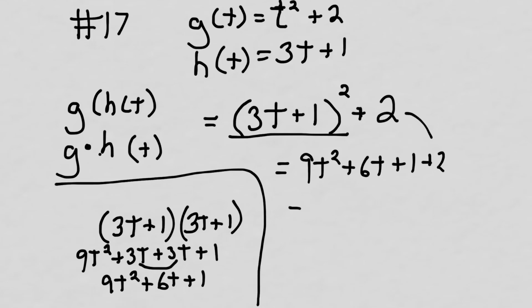That makes my final answer 9t squared plus 6t plus 3. There may be a question like this, so be ready to go back and remember how to FOIL a problem if you need to.